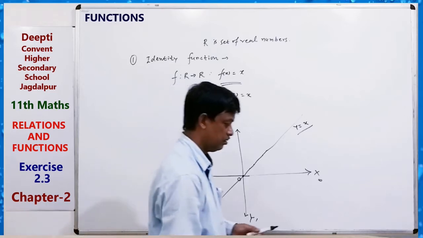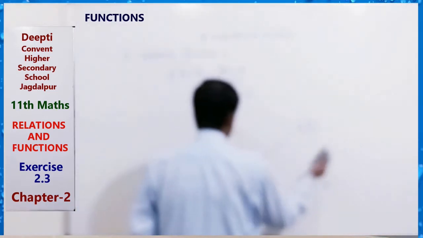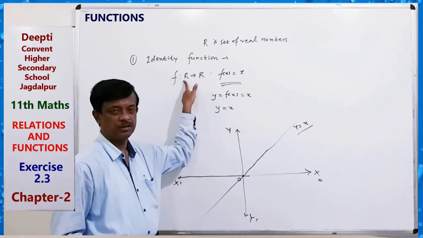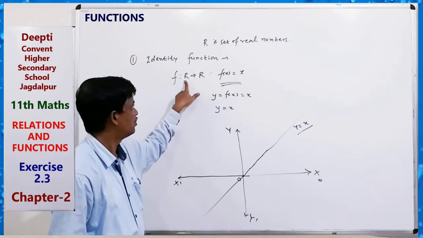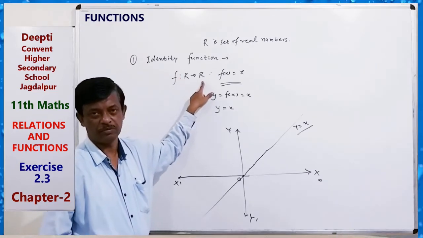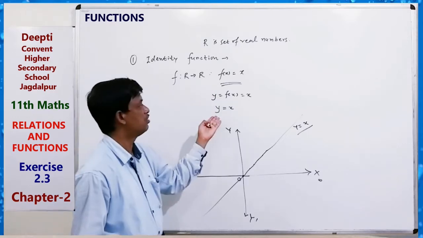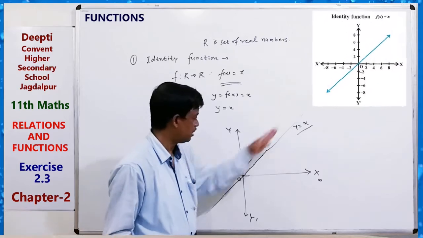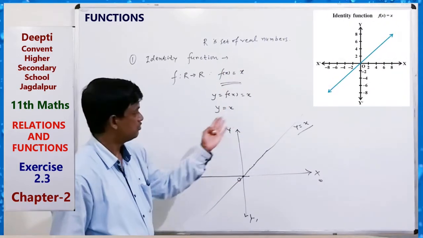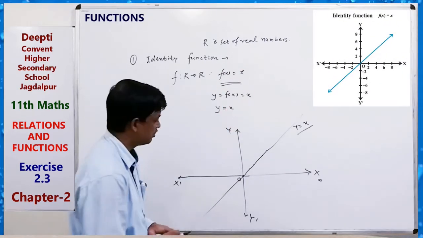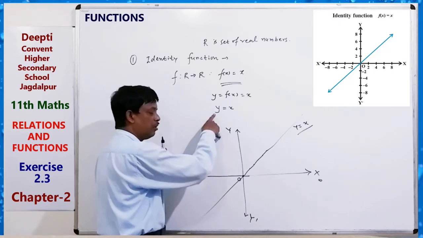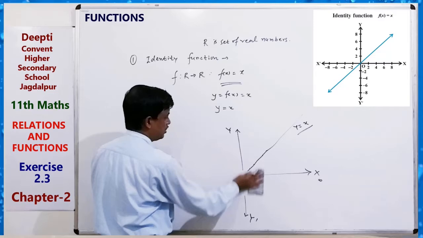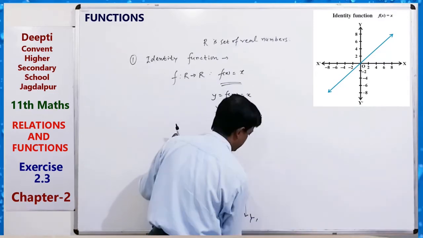Clear? Now, the domain and codomain of this function. Domain is the set of real numbers. Codomain is also the set of real numbers. Range is also the set of real numbers because the graph lies completely along infinite length. So y may also be any real number. So y equals x: domain and range are the set of real numbers.